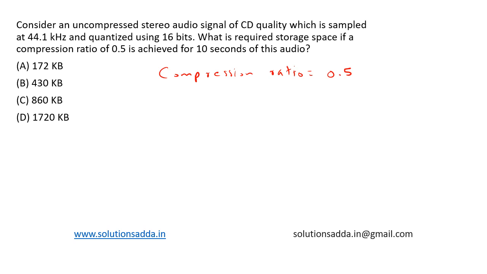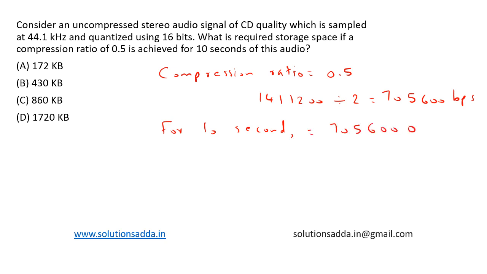The compressed bitrate will be half of the original bitrate. The initial bitrate is 1411200 and it will be half, which means divided by 2. It will be 705600 bits per second. So for 10 seconds, data will be equal to 705600 bits, which is equal to 882000 bytes.